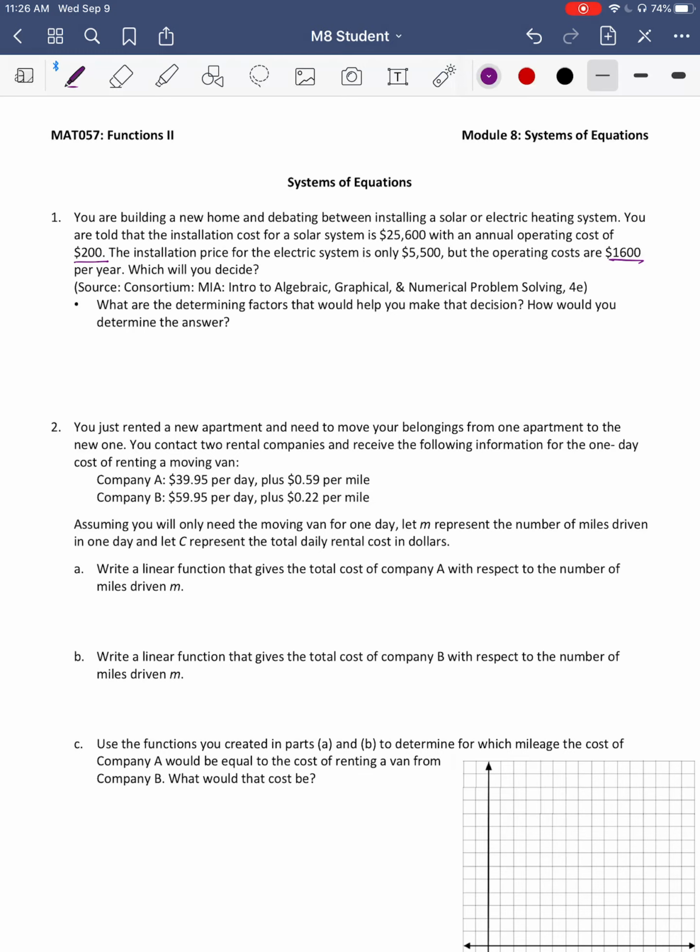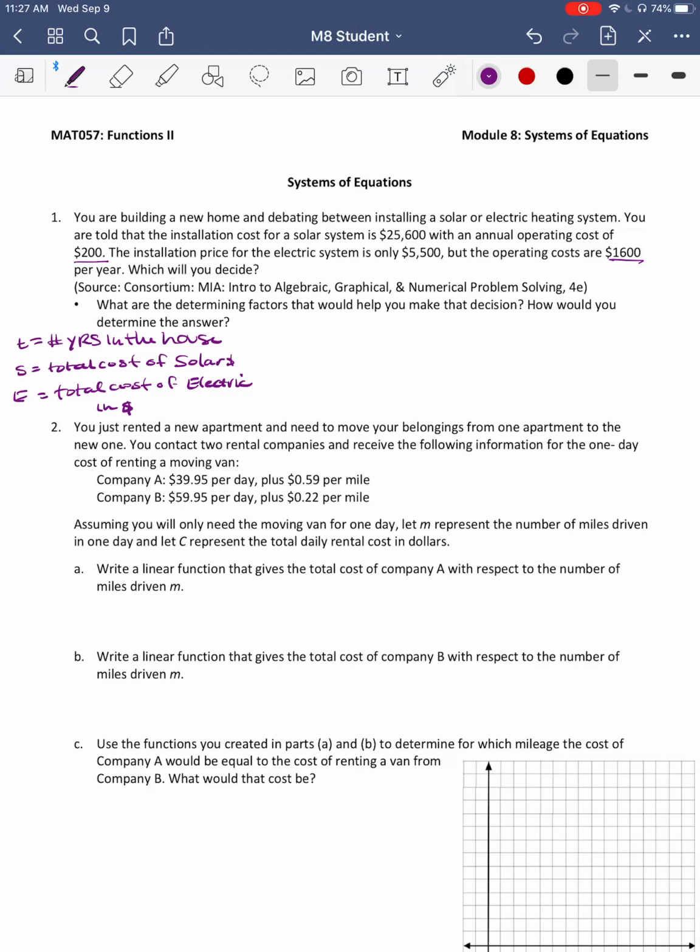In order to do that, essentially what we need to do, first off, let's define some variables. So let's say T equals the number of years in the house, right? And then let's define a couple more variables. Let's say S is the total cost of solar in dollars. And then let's say E is the total cost of electric in dollars.